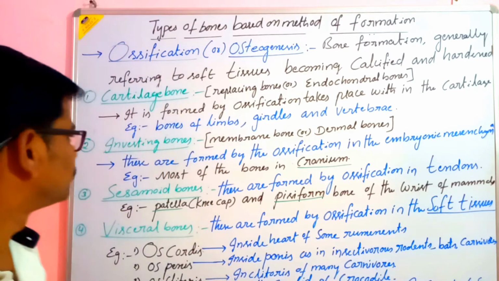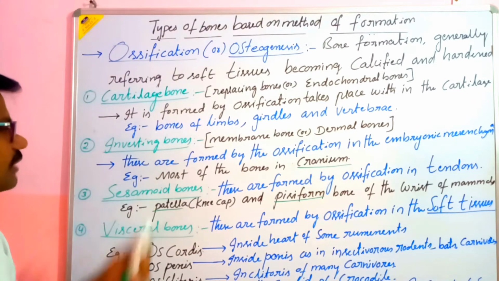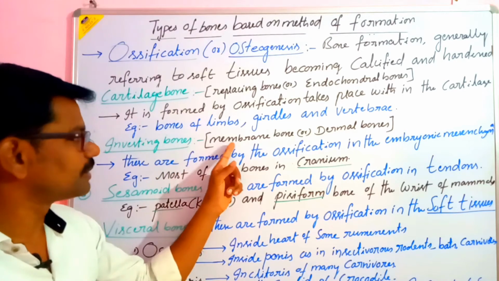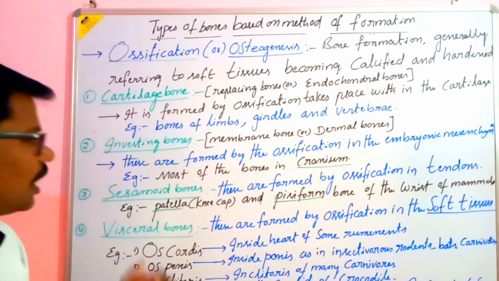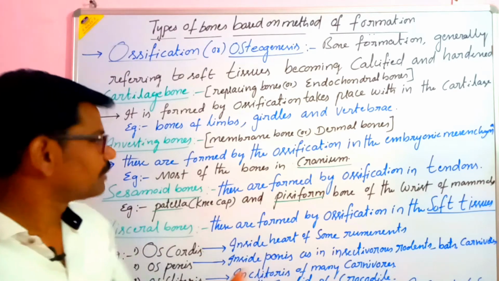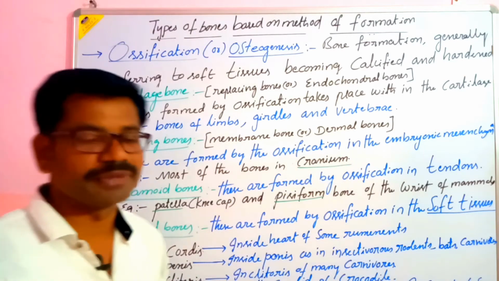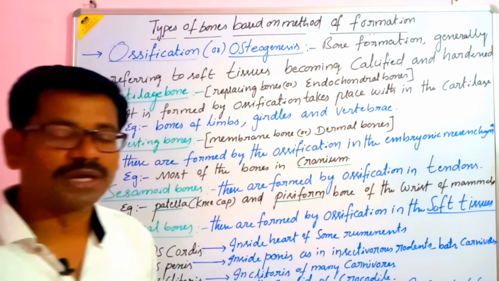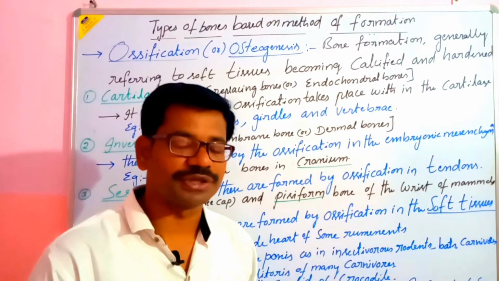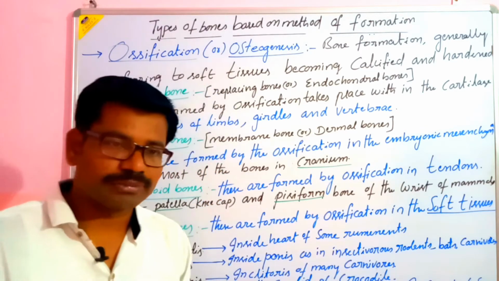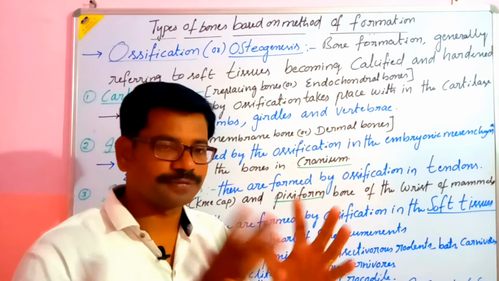is formed by the cartilaginous bone or cartilage bone. And the second type of bones is called investing bone. Investing bones are also known as membrane bones or dermal bones. How are these membrane bones or dermal bones formed? These are formed by ossification in the embryonic mesenchyma. Just now we talked about that. Mesenchyma is a soft tissue. In that, by mineralization or ossification, the bone is formed, right?